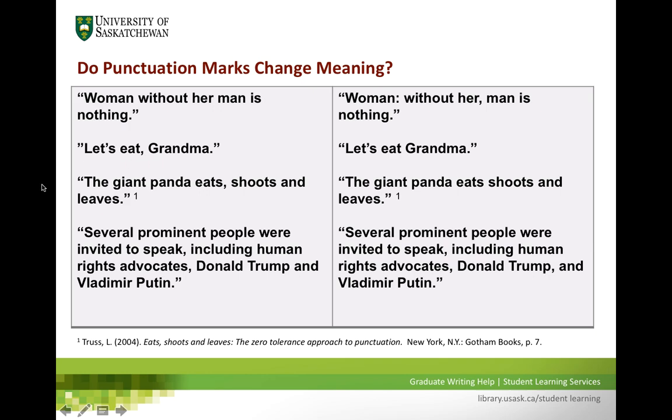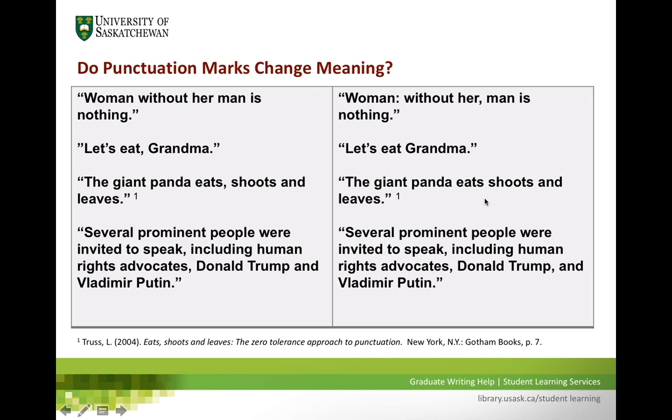And the next one, the giant panda eats shoots and leaves. As opposed to the one on the right, the giant panda eats, shoots, and leaves. So what's the difference here? We have a comma in this one, we don't have a comma in this one. Well, the comma here signals to the reader that these 3 words are verbs. Eats, the panda eats, a verb, shoots, a verb, and leaves is a verb, a list of verbs.